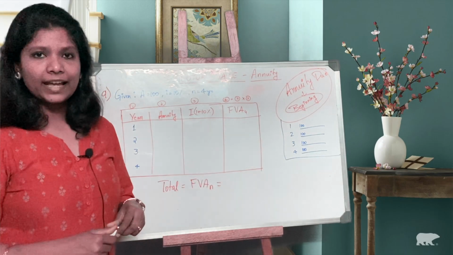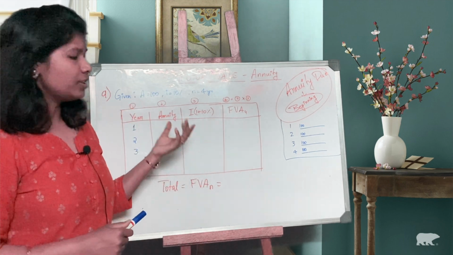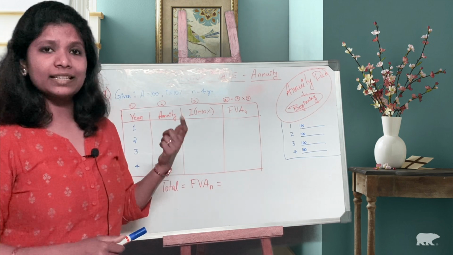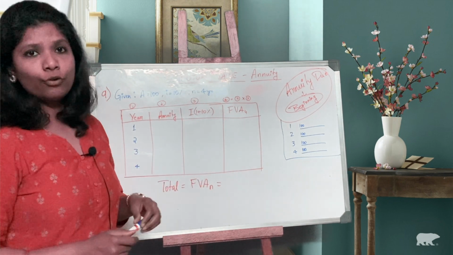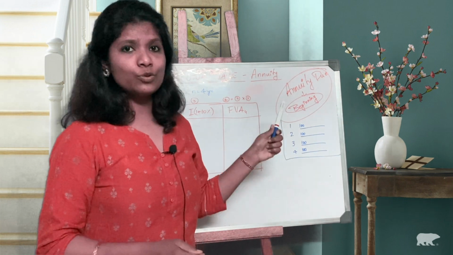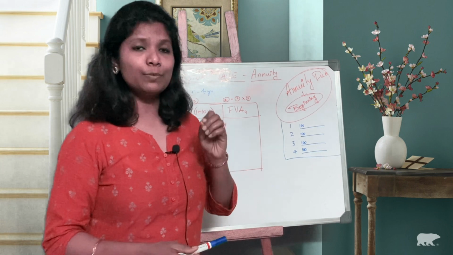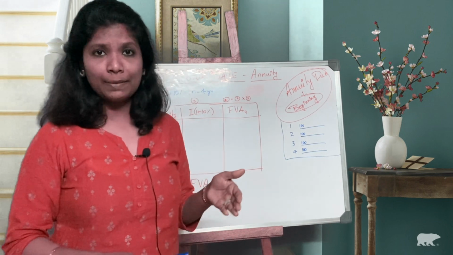So let's move to the next question, the 9th question. Now here the details are the same as the question: annuity is 100, interest rate is 10% and the time period is 4 years, but the payment is made at the beginning of the year, which means it is a method called annuity due. Every time you make the payment at the beginning of each time period, it will be called annuity due.